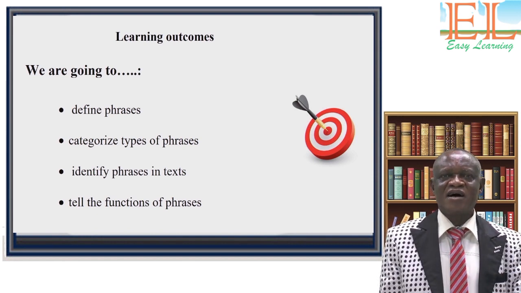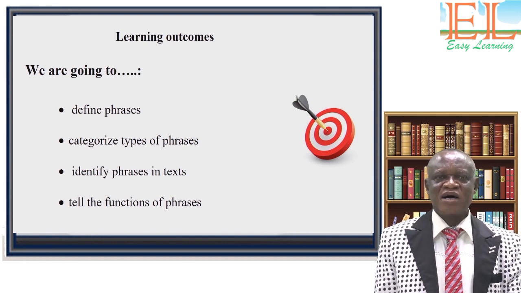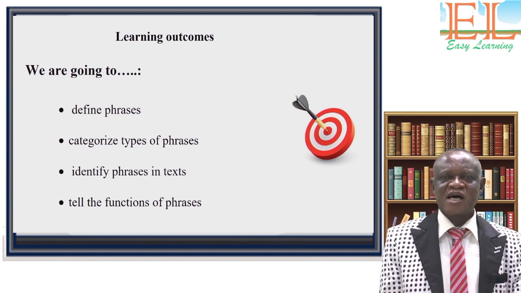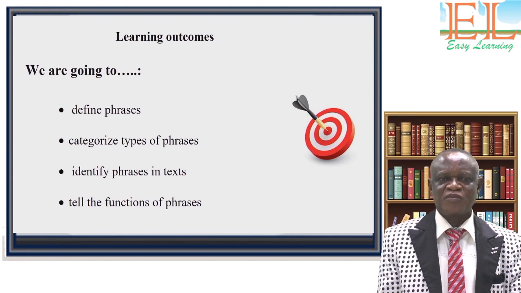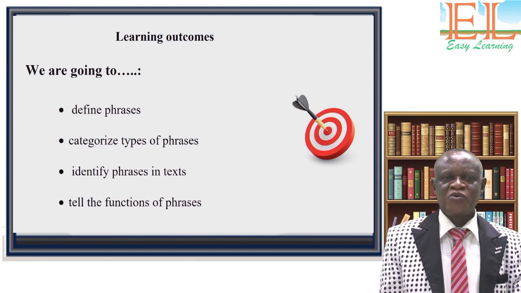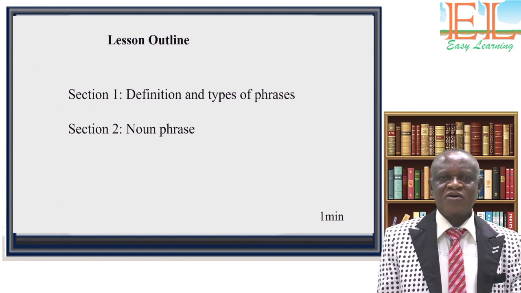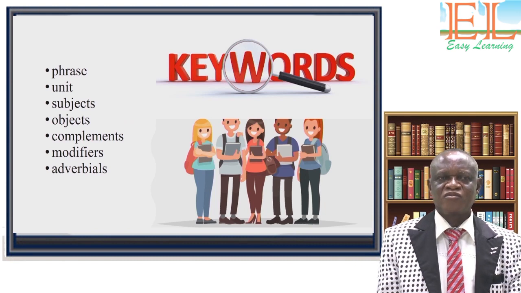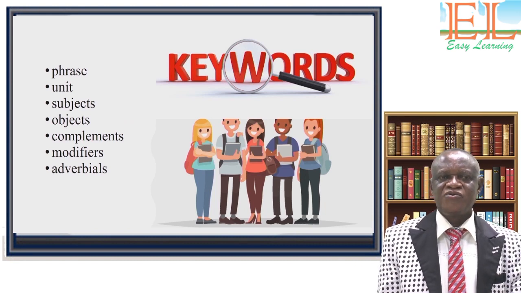This is the lesson outline. Section 1, we shall define phrases and the types of phrases. Section 2, we will look at the noun phrase. Now, these are the keywords you will encounter in the course of the lesson: phrase, unit, subjects, objects, complements, modifiers, and adverbials.